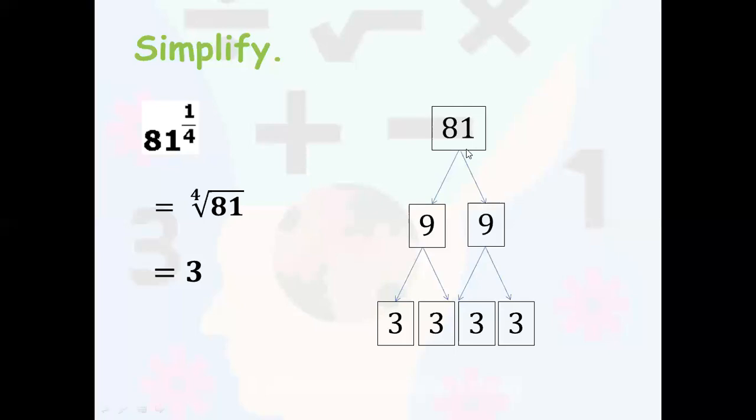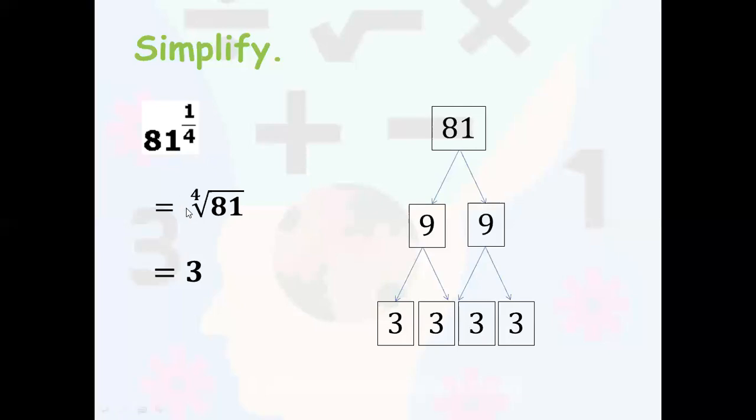Okay, so 81 we divide into 2 parts. What gives us 81? 9 multiplied by 9 gives us 81. Now further we can divide 9 again into 2 parts. 3 multiplied by 3 gives us 9. 3 multiplied by 3 gives us 9. So now 3 is a prime number. So stop when you get prime numbers. When you get the prime numbers, just stop there.